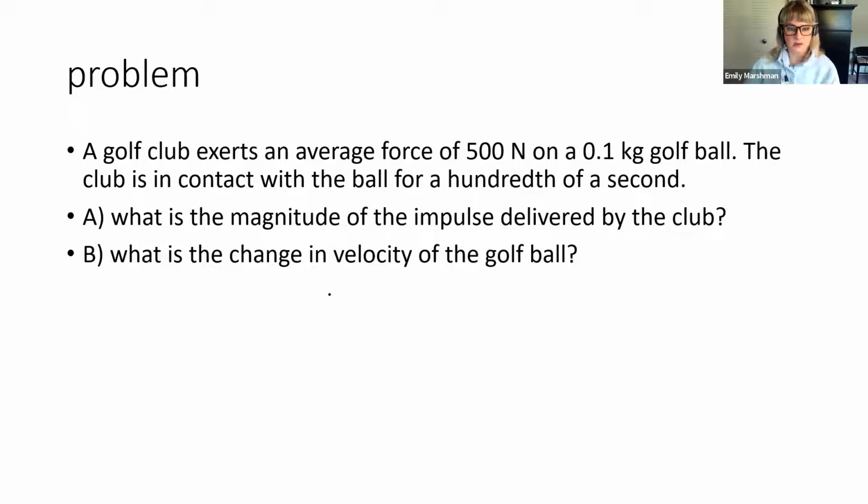Let's determine the impulse delivered by the club. If you remember, impulse is the force acting on the golf ball multiplied by the time of impact, delta t. The force is 500 newtons that I'm exerting. Delta t is 1/100th of a second, so 0.01 second. So if I multiply these together, I get 5, and the units for impulse, it's a newton multiplied by a second.